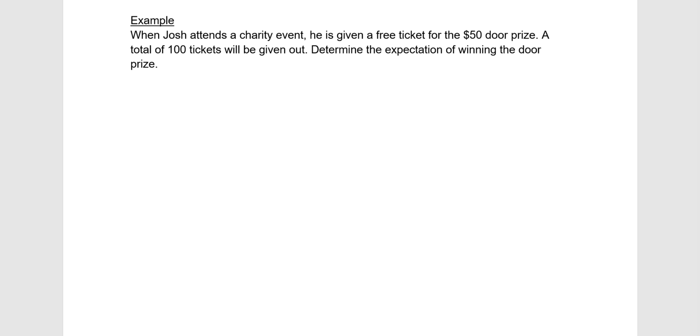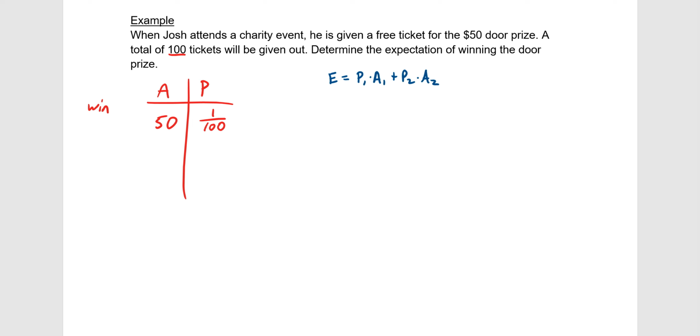Okay, next one. When Josh attends a charity event, he is given a free ticket for the $50 door prize. A total of 100 tickets will be given out. We want to determine the expectation of winning the door prize. So we're going to have 2 outcomes here. Either he wins or he loses. So once again, it's going to be the same setup that we've seen. So for the table over here, if he wins the door prize, that means he wins $50. There's 100 tickets with one winner, so that means the probability of winning is 1 over 100.